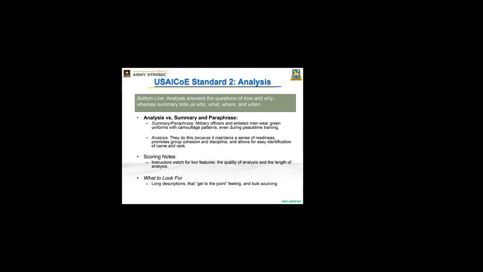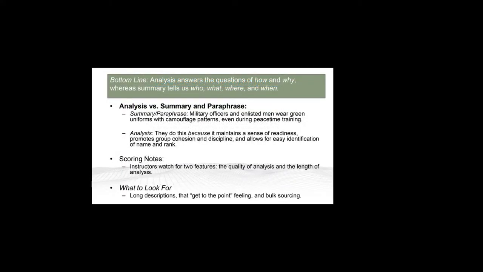When we talk about writing good analysis, what we really mean is whether or not you can tell the difference between summarizing information, the who, the what, the where, the when, or breaking down that information into something useful. So for example, here's an example of summary and paraphrase. This is the who's, what's, and where's. Military officers and enlisted men wear green uniforms with camouflage even during peacetime training. All right. Do we have a who in that statement?